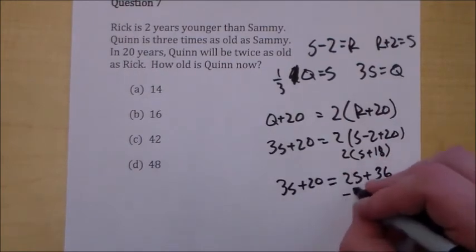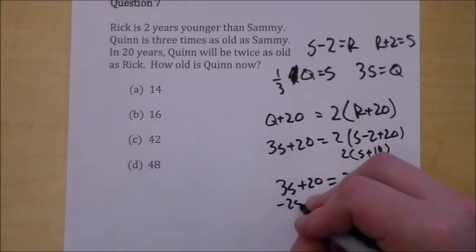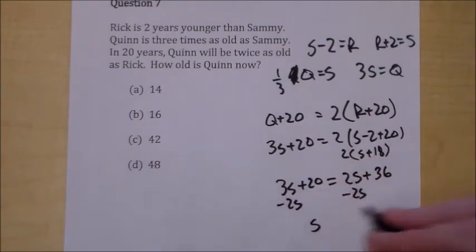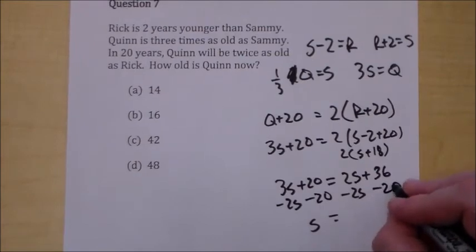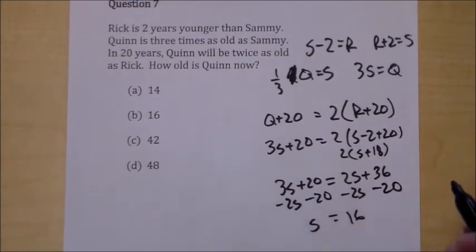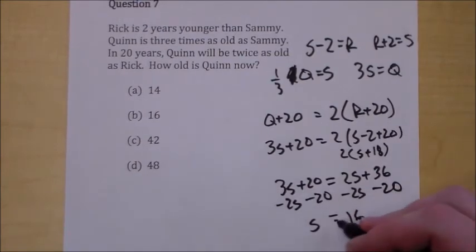What am I going to do? Why don't I subtract 2S from either side? That sounds like a good idea. That just gives me S. And why don't I subtract 20 from either side? Because that gives me 16. Sammy is 16. Good to know you, Sammy.